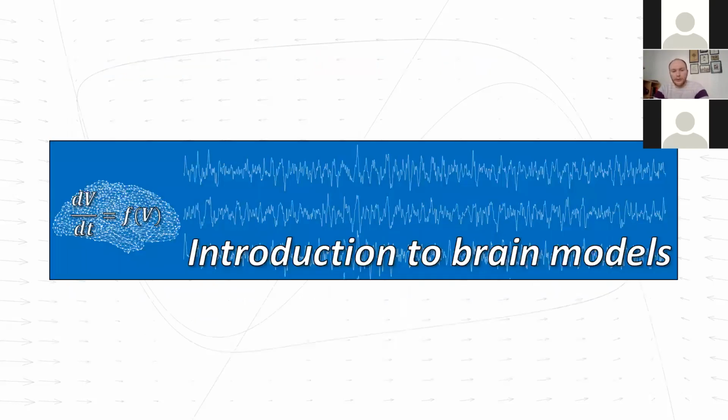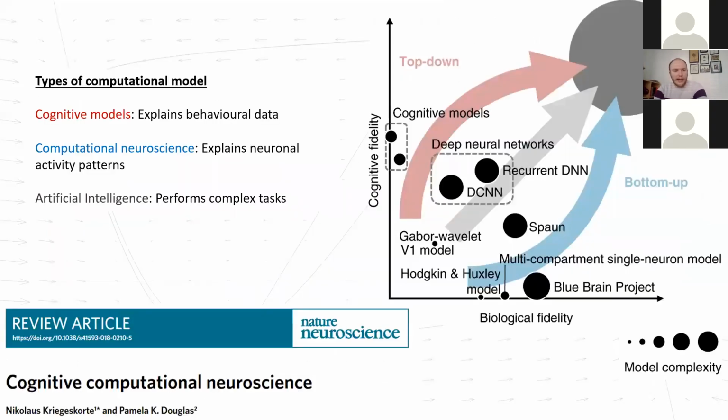So I'm going to start off giving you an introduction to brain models, a bit more of a general introduction to the different types and what we mean when we talk about modeling the brain. This review article from Nature Neuroscience separated the types of computational model used in cognitive computational neuroscience into 3 categories. So firstly, they had cognitive models.